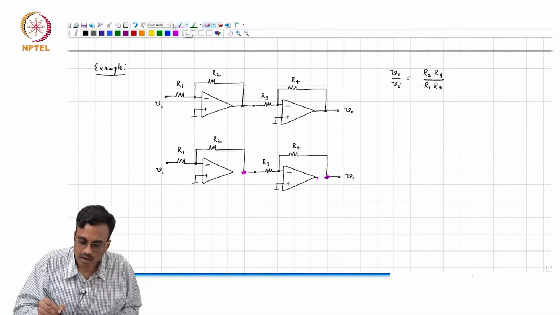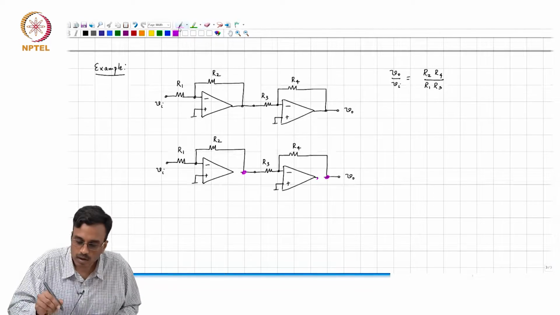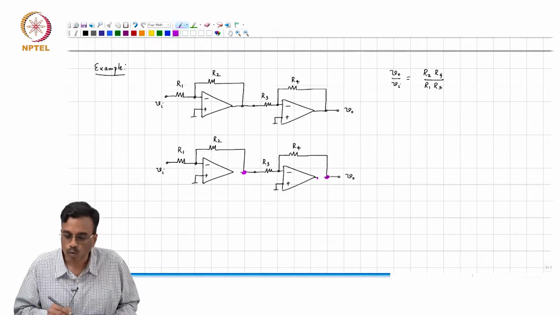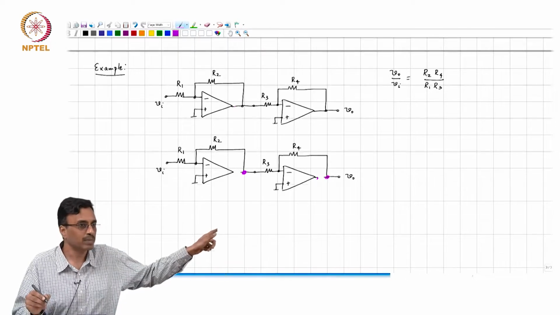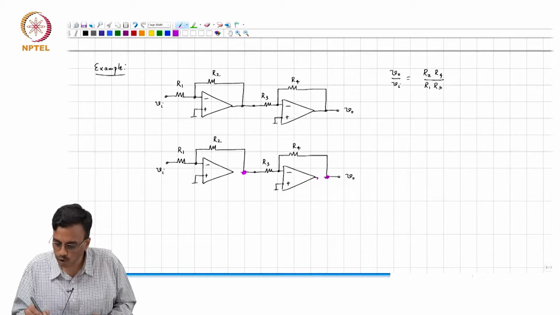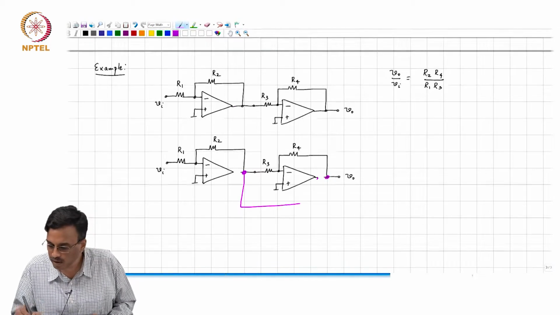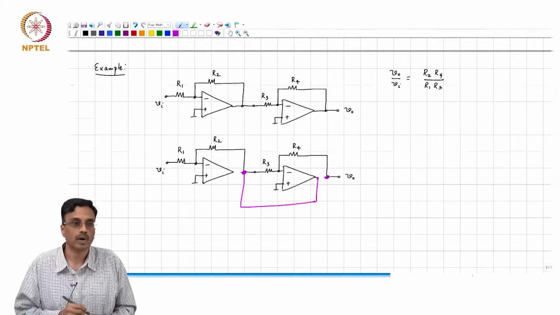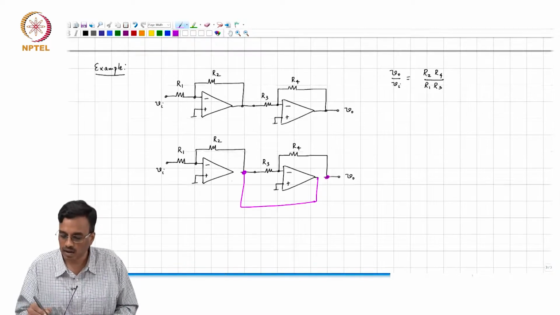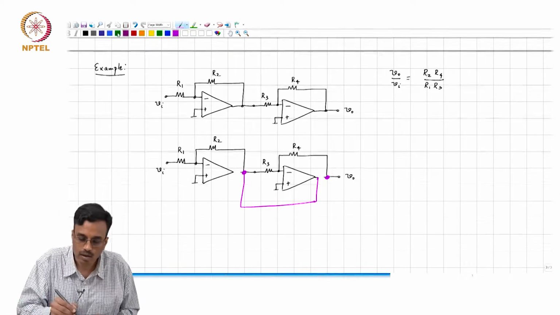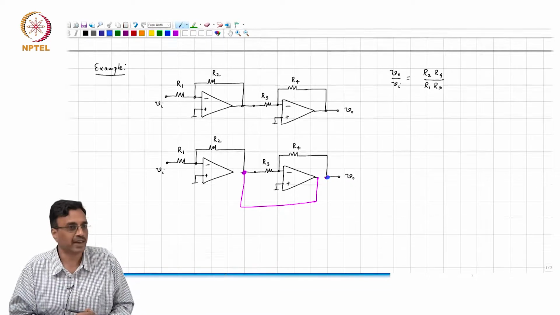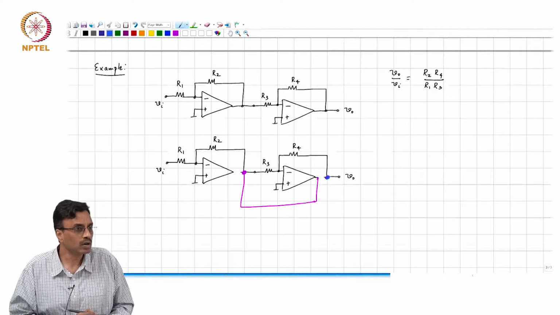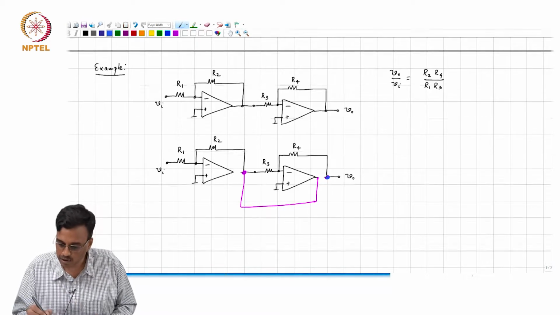Earlier, this node was being driven by the output of the first op amp. Now, all I am going to do is drive it with the output of the second op amp, and this node, which was earlier being driven by the output of the second op amp, I am going to drive it with the first op amp.